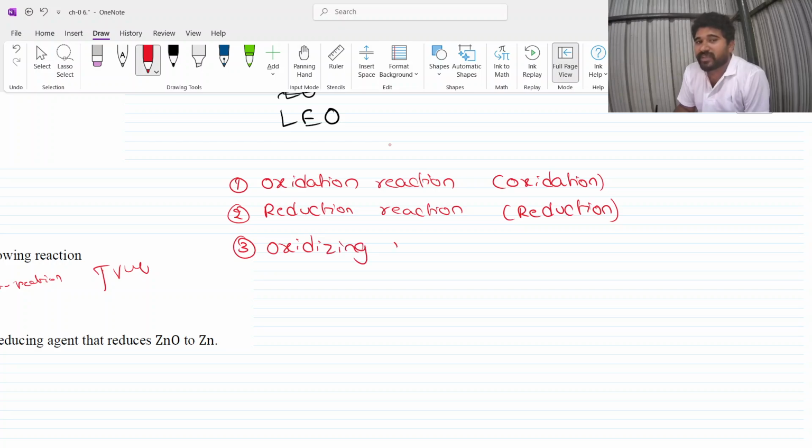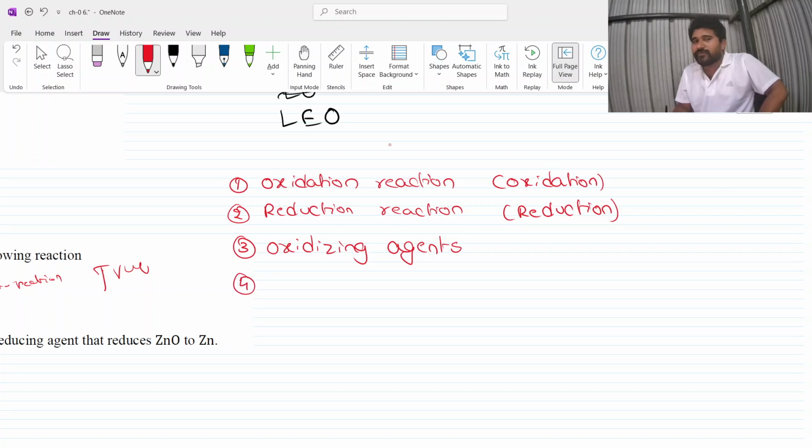Oxidizing agents. Remember, agents will help you to do something. They will not become oxidation. They will help to do the oxidation. They will supply the oxygen if needed. If it is an oxidizing agent, what will it do? It will supply the oxygen. It will help you. Clear?